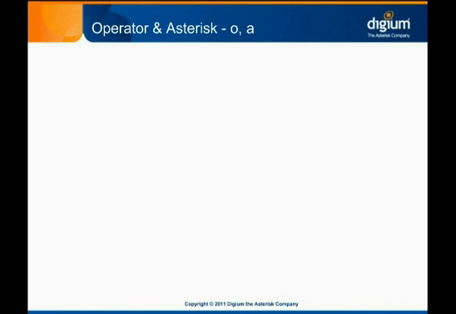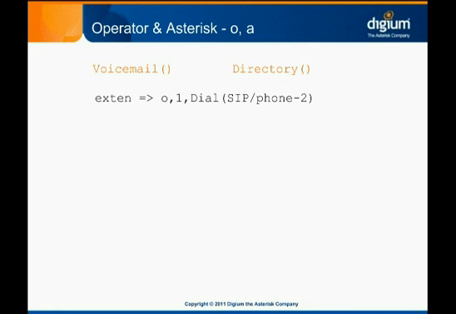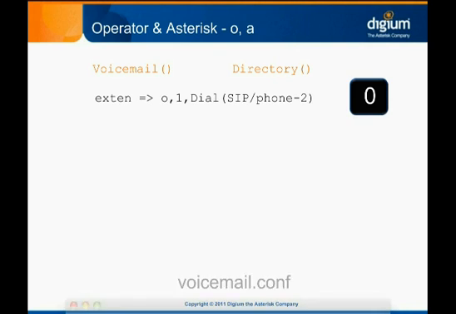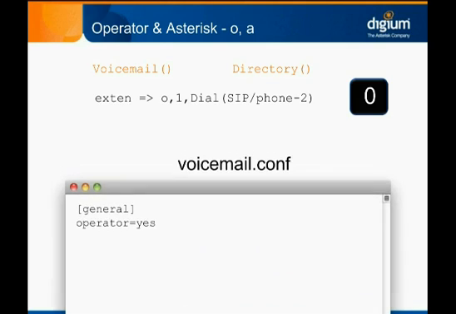The o and a special extensions are used in conjunction with the voicemail and directory applications. The o extension is used to reach the operator and is typically set to dial an endpoint. When the caller dials 0, they will exit the application and be routed to this extension. In order for this to work, you must first set operator equals yes in voicemail.conf.